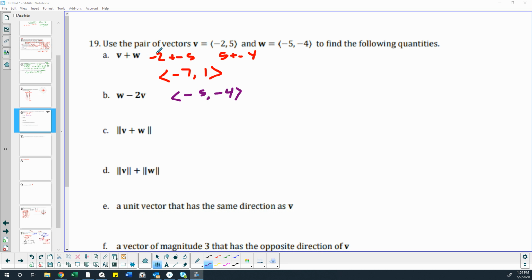Okay, so we have vectors v plus w. When we add them, we do -2 plus -5, and we get -7. We do +5 and -4, and we get +1. So there's v plus w.